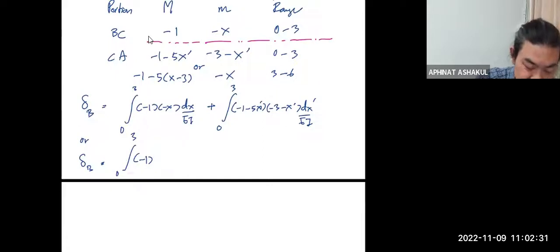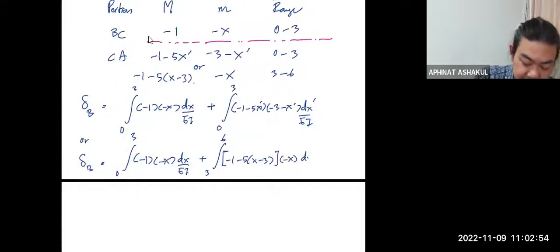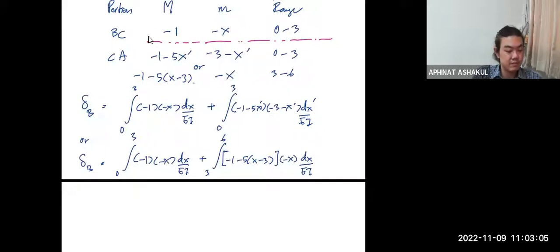Oops, sorry. Minus x, the first term should be similar, right? Plus, now from 3 to 6, minus 1 minus 5 times x minus 3, multiplied by, if I choose this, minus x, dx over EI. These two should be the same. It should give you the same result. It's up to you. Any questions?